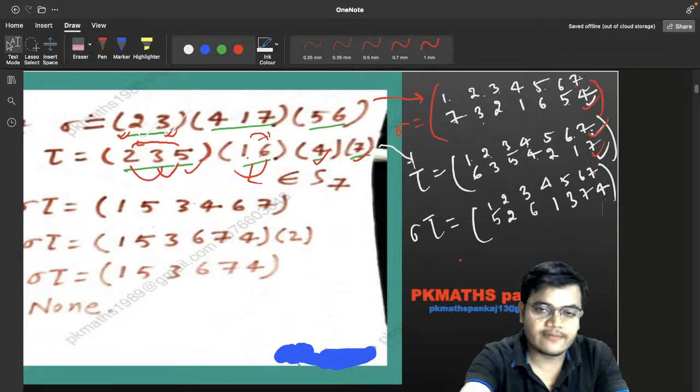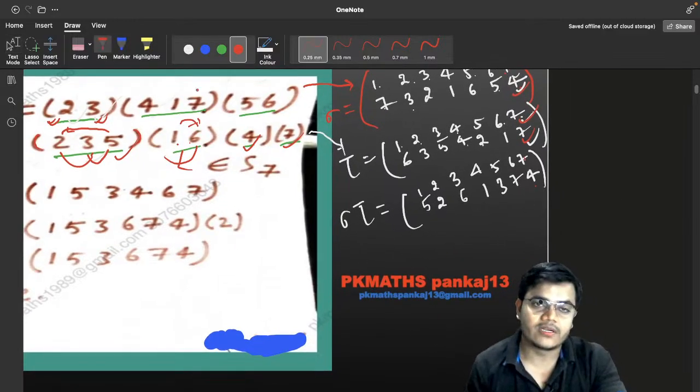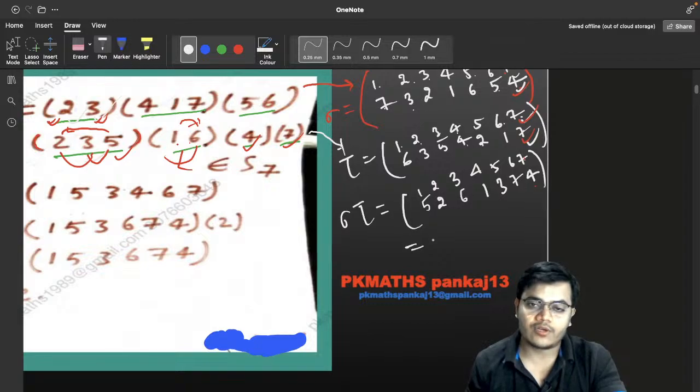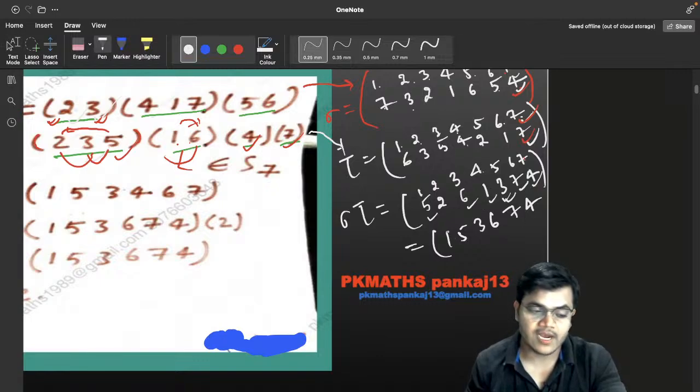And now it's time to write this sigma tau in terms of a cycle. So how would you like to write it? 1 is going to 5. You can see 1 is going to 5, and thereafter 5 is going to 3, and 3 is going to 6. So we have to write 6 over here. 6 is going to 7, so we have to write 7 over here, and 7 is going to 4. So we have to write 4 over here. 4 is going to 1. So now we have started with 1 and finally we reached that 1.